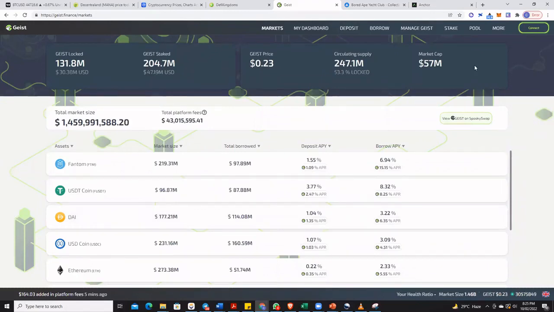If you're really aggressive, you can borrow DAI and then use it to buy a volatile cryptocurrency that you think will go up in price. Okay? So that way, as it goes up in price, you're earning even more money, right? And then you can take the profit and come back and pay your loan.